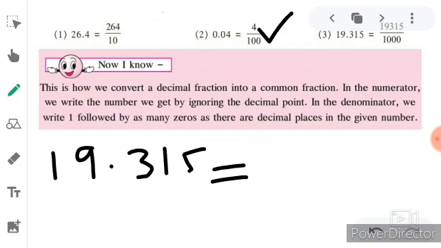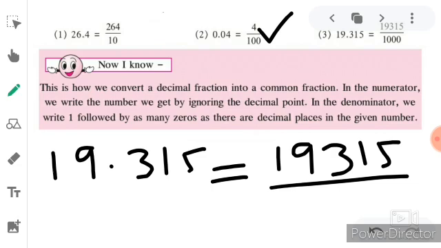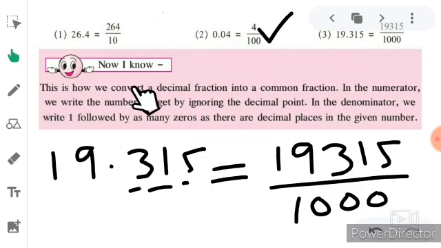19.315. So write down the number as it is, 19,315. Now the decimal point is after 3 digits, 1, 2, 3. So you'll have to write down 1 plus 3 zeros in the denominator, means 1000. So students, this is all about the conversion of decimal fraction into normal fractions. So now I know what you know. This is how we can convert a decimal fraction into a common fraction.